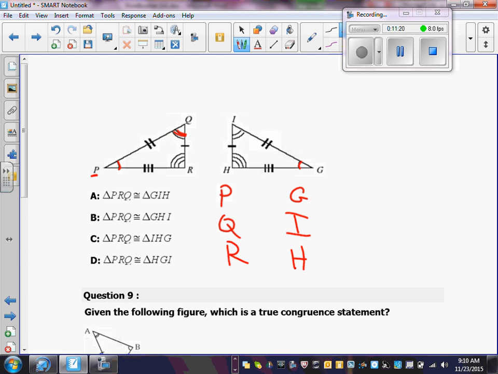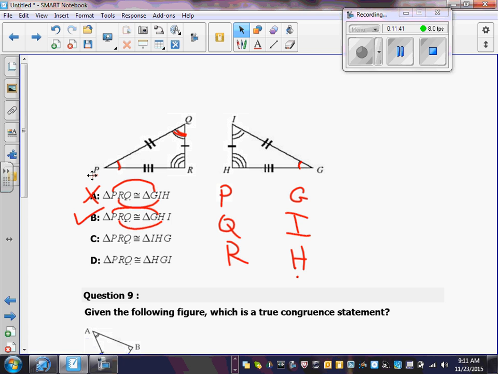So whatever P is, G needs to be. P is the first one, so G needs to be the first one. Then R is the second one, so H should have been, right? R with H. It's not, so I can't pick this one. P and G, the first one. This one has R and H in the same location, so that's the one. Of course, Q and I would be the next one.